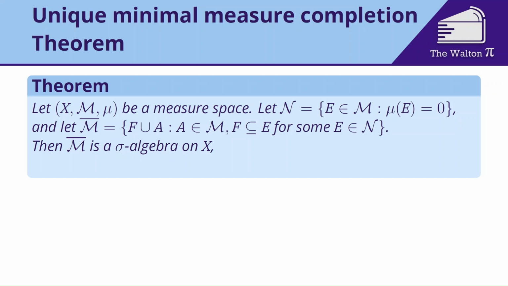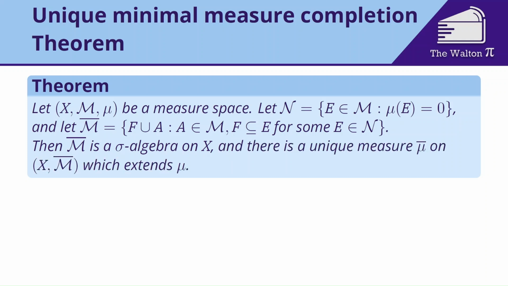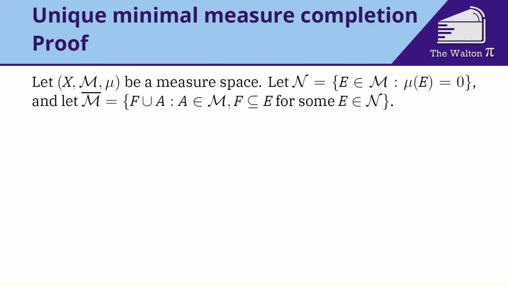Then the theorem tells us that M bar is also going to be a sigma algebra on X, and that there is going to be a unique measure mu bar on (X, M bar) which extends mu. So let's go through the proof of this theorem. We're going to start by just writing down all of the premises of the theorem.